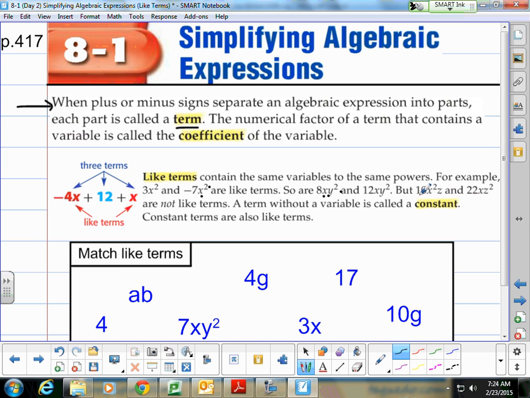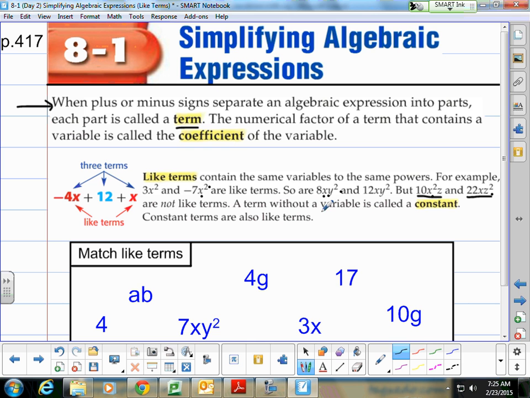So notice here, 10x squared z and zx z squared are not like terms because x is squared on this one, but z is squared on this one. They are not the exact same, making them not like terms.